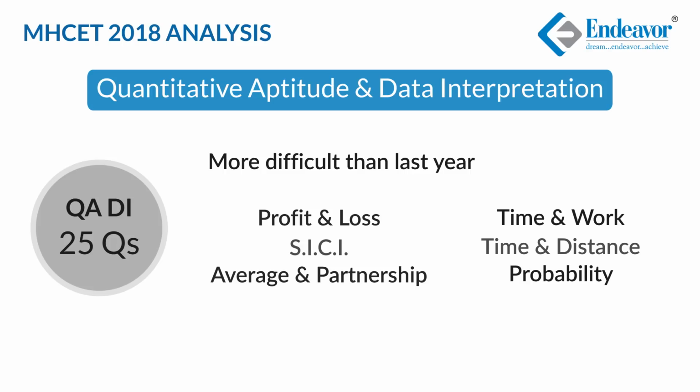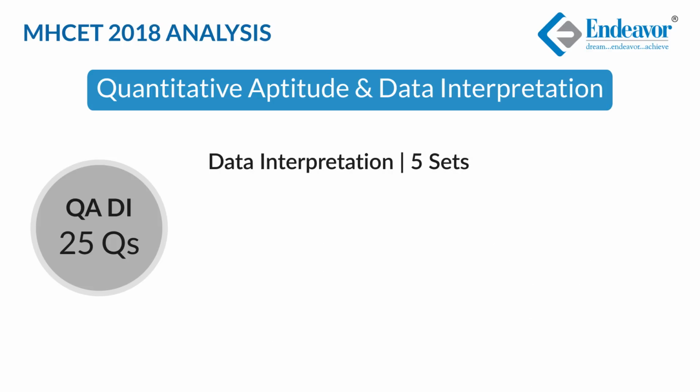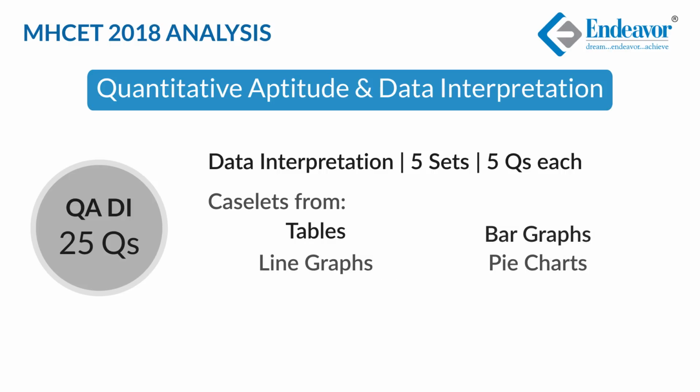We also happen to see 5 sets of data interpretation of 5 questions each. That is a total of 25 questions, which is effectively half the section. Data interpretation caselets included everything from tables, line graphs, bar graphs, and pie charts, and were all easy, but unfortunately, they were very calculation heavy.